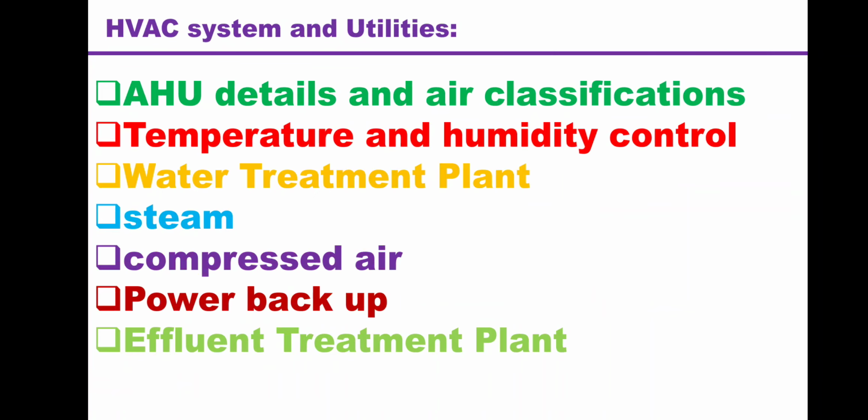Site master file also contains the HVAC system and utilities. Under HVAC system, it contains the AHU details and air classification. AHU details means how many AHUs, what are the AHU classifications, then what are the air changes, what is the percent of pressure which we are using for that air circulation, then temperature and humidity control. Under temperature and humidity control means which are the temperature and humidity conditions which we are following at that particular site, and in those conditions we are manufacturing our products.